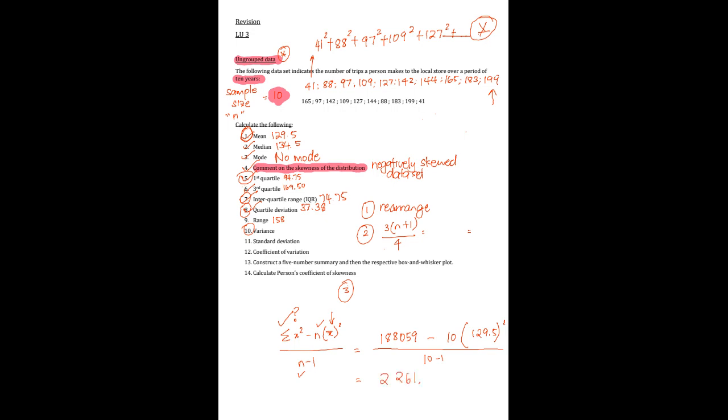Okay, so your variance then is your sum of x squared minus n times your mean squared over n minus 1. So 2261.83 is your variance.